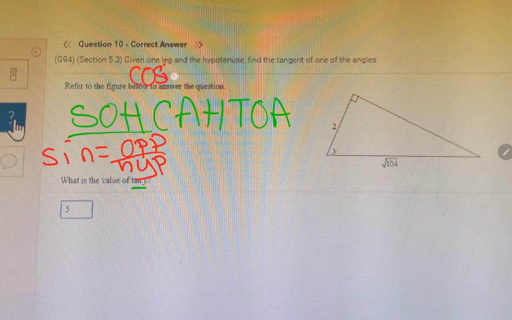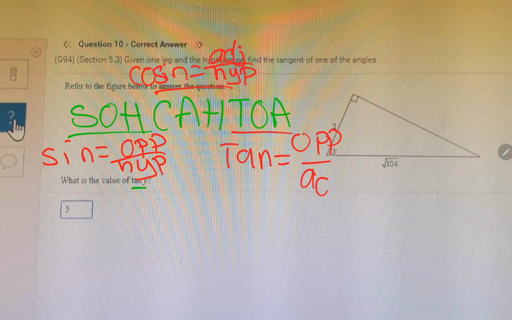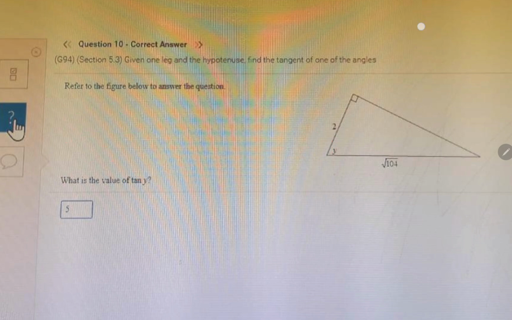Cosine equals adjacent over hypotenuse. And tan, or tangent, is opposite over adjacent. So here they need the tangent of y. First let's find all the sides. So we use the Pythagorean theorem. We do a squared plus b squared equals c squared. We have c and we have a, we only need to find b.